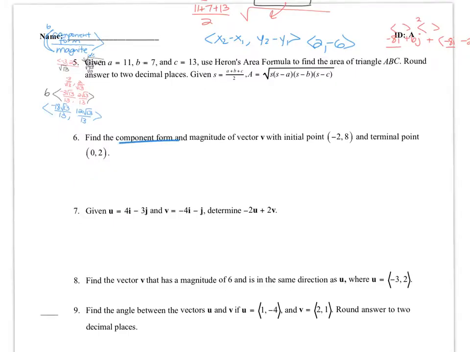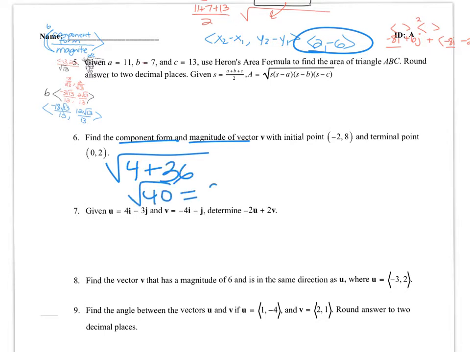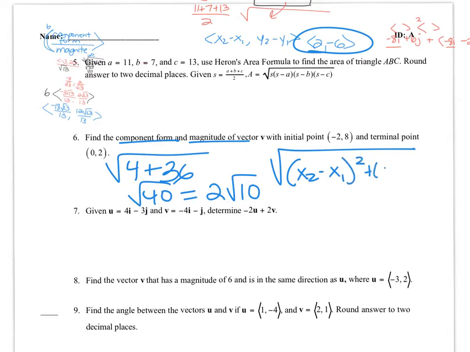Okay, 6 said component form and magnitude. So the magnitude, when you're not given the component form, first of all, you can find your component form and then do the square root of a squared plus b squared. So that's one way to do it. I could take this and do the square root of 2 squared, which is 4, plus negative 6 squared, which is 36. So square root of 40, which would reduce to 2 root 10. Or you can do the distance formula: x2 minus x1 squared plus y2 minus y1 squared. But if you've already done the component form, you might as well just go to the square root of a squared plus b squared. If not, then you can go straight there using the distance formula. It's the same thing.